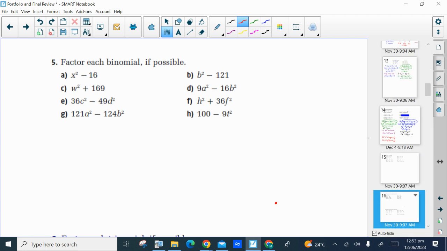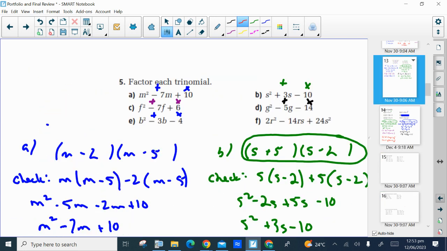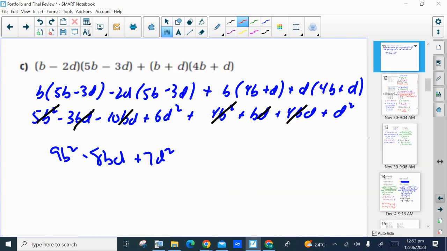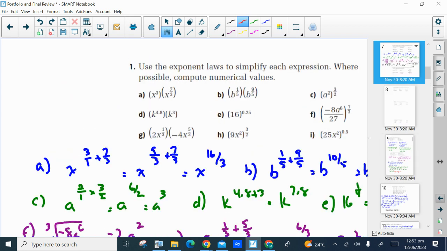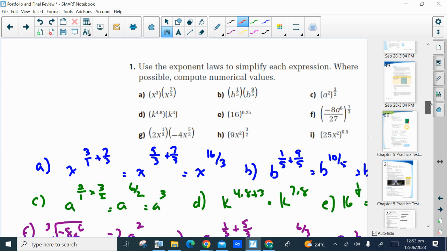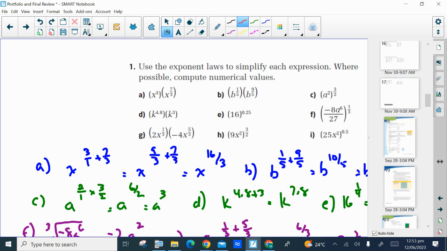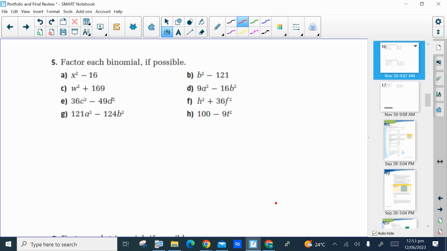So I think this is page 16 in your package. Is it 15 in yours? Oh, I must have added another page in there somewhere. Okay, doesn't matter.